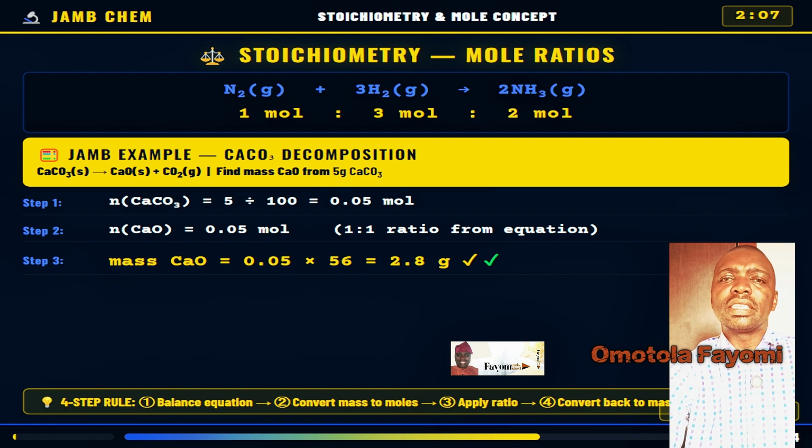Let me show you. Now, 5 grams of calcium carbonate decomposes. The molecular mass of calcium carbonate is 100. So moles equals 5 divided by 100. That's 0.05 moles. The equation gives a 1-to-1 ratio. So 0.05 moles of calcium oxide forms. Mass of CaO, which is calcium oxide: 0.05 times 56. That's how to get the mass of calcium oxide. The molar mass of calcium oxide is 56, and then you will now get 2.8 grams. And that's the answer. 4 steps every time.